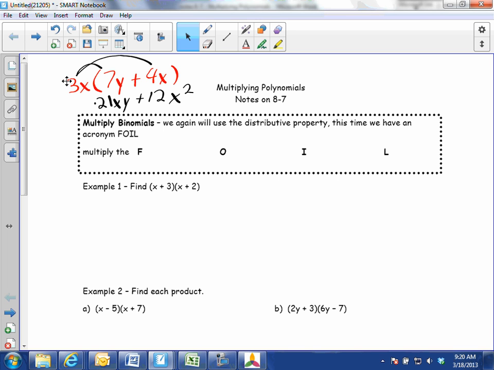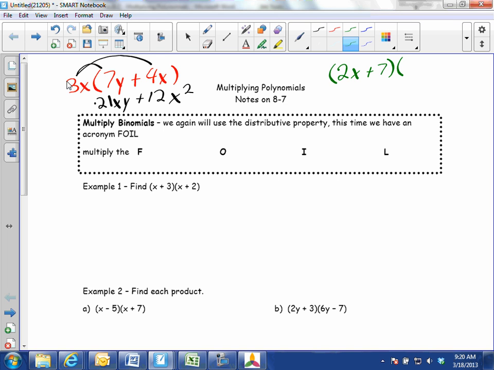In this case, we're going to do a polynomial times a polynomial. And first we're going to start off with two binomials, okay? So if I had a binomial like 2x plus 7 times 3x plus, we have number 4. Okay, this would be a binomial times a binomial, because binomial means 2, right? So I'm adding 2 things in this group, I'm adding 2 things in this group. Binomial times binomial, we're going to use something called FOIL.